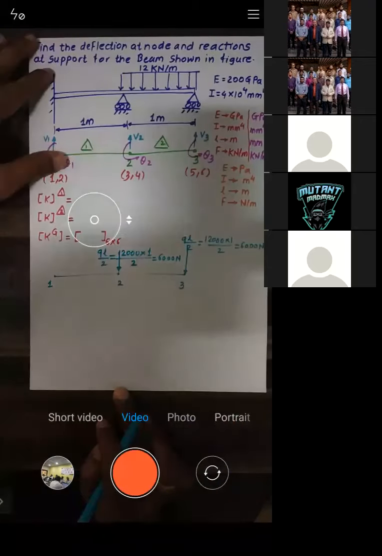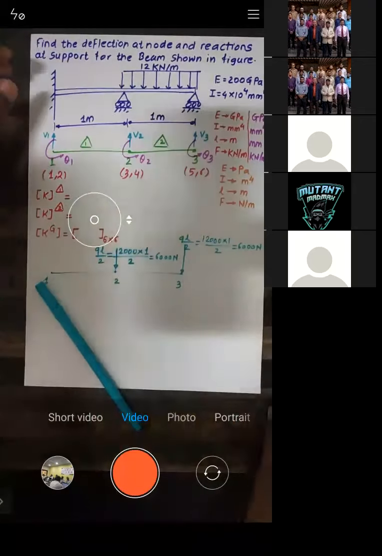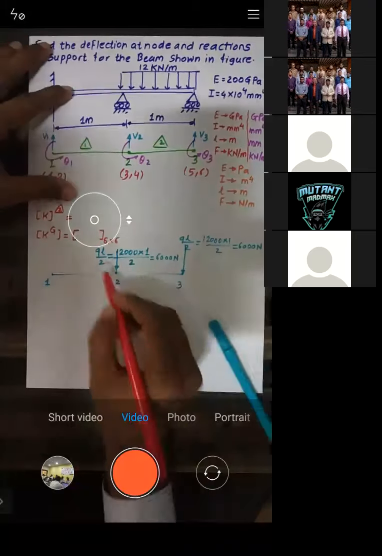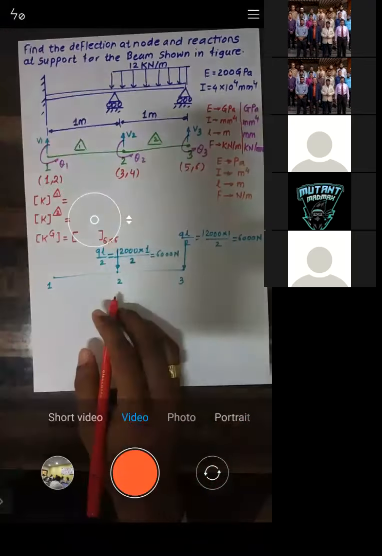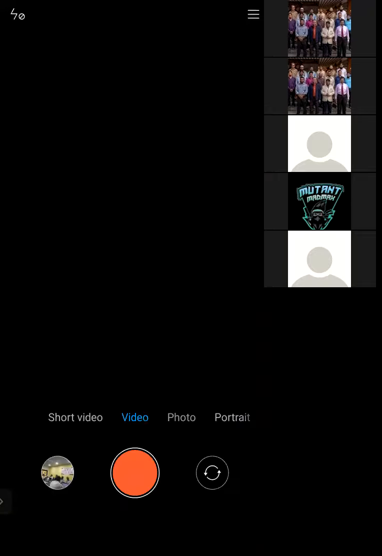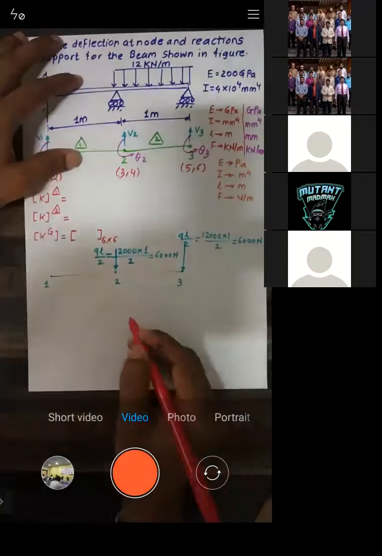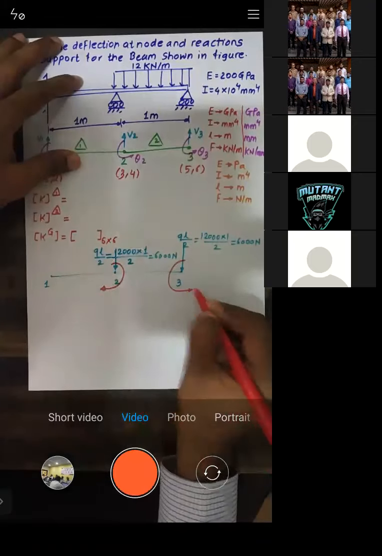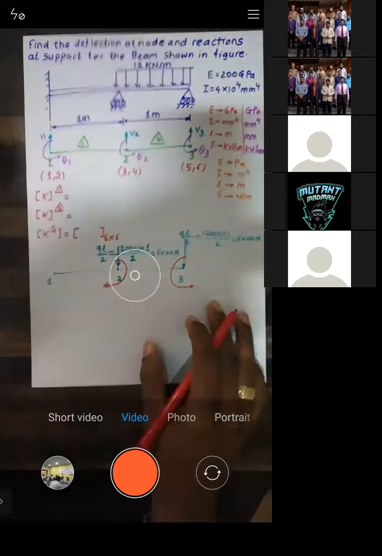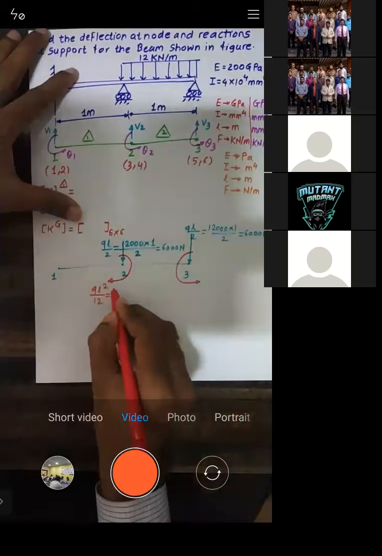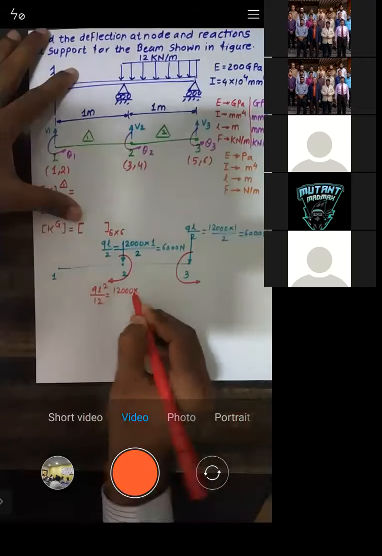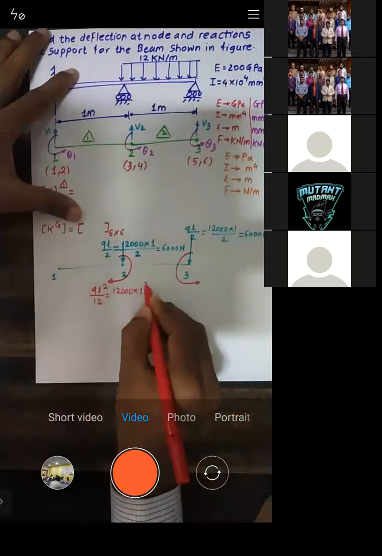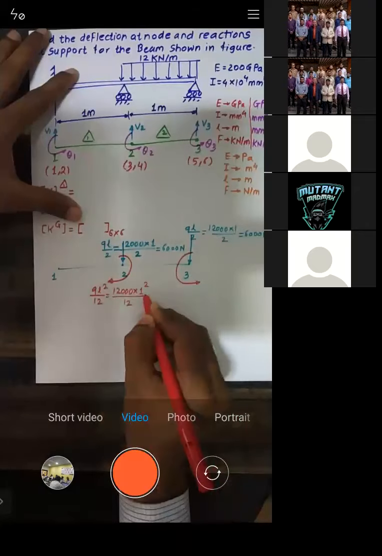Next, we also need to have the moment. What we used to do is take one moment in clockwise, and in order to balance that moment, we take another moment in anti-clockwise. Let us take this moment in clockwise, and to balance that, one moment in anti-clockwise. The moment is given by QL square by 12. So Q is 12,000 into L square, length is 1, 1 square divided by 12. So we'll get some value.